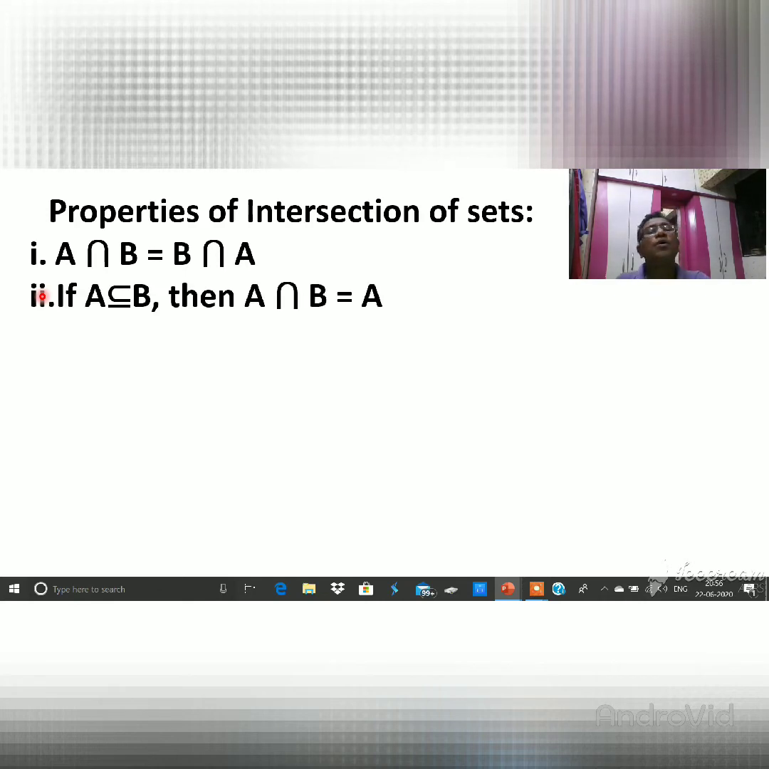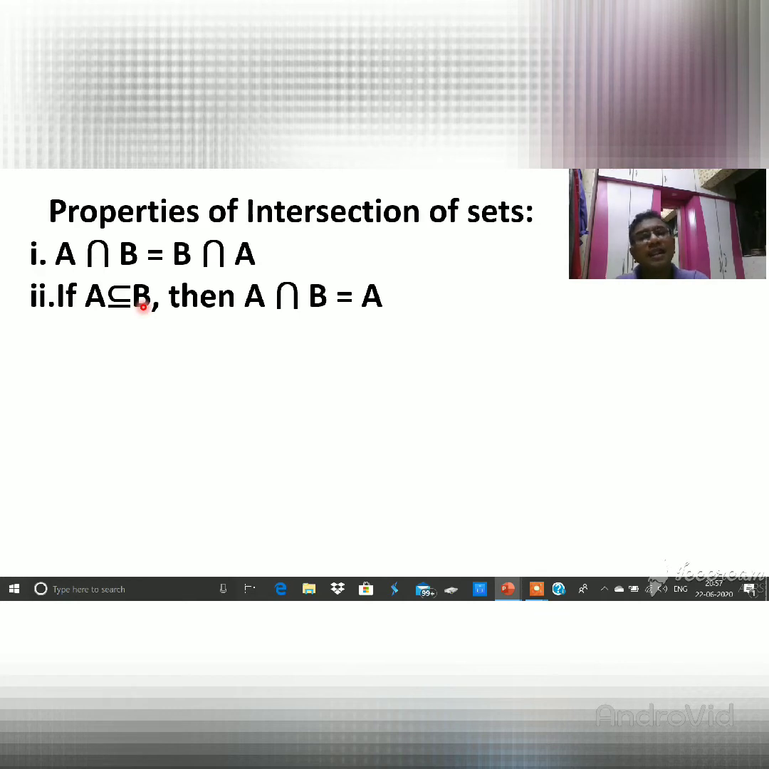Then another property: A is a subset of B. What is the meaning of that? The meaning is, who is the subset? A. So A is said to be a subset. So whatever are the elements of A, all those elements are present in B. Whatever are the elements of A, all those elements are present in B.